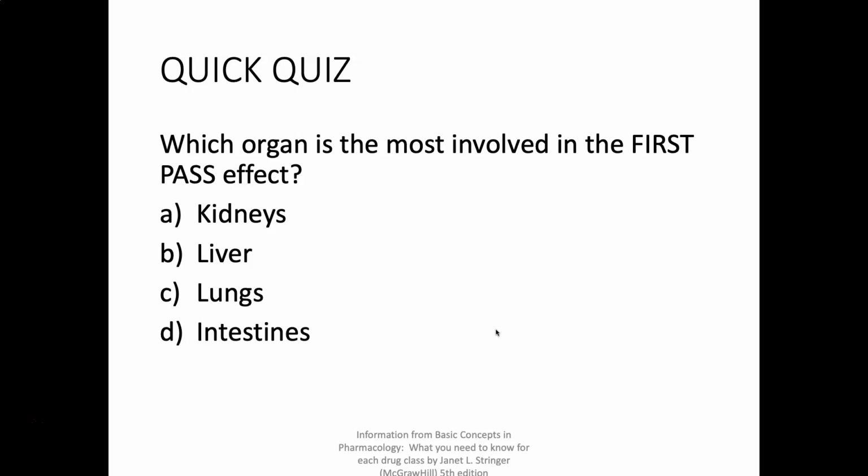Which organ is most involved in the first pass effect? We talked about that. Which organ is the most involved in the first pass effect? Which organ does the metabolism, the actual metabolism, where it changes the drug and decreases the amount of it that leaves this organ?